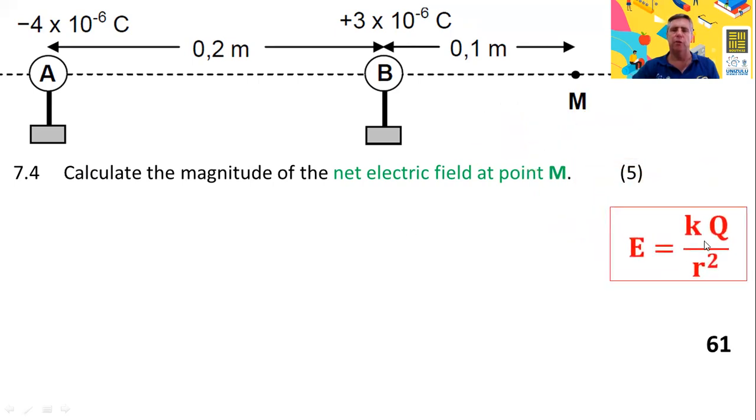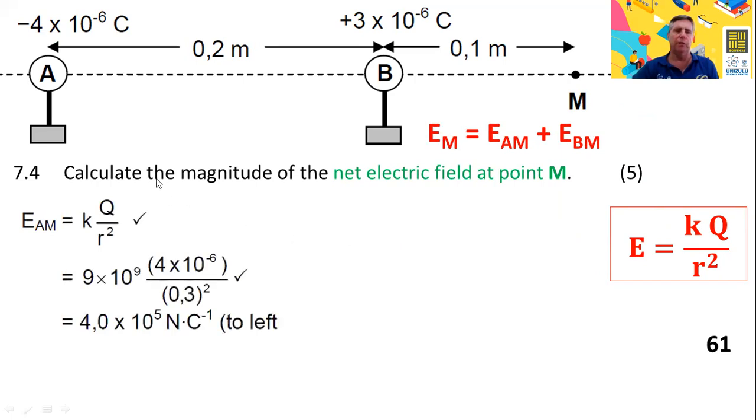This is our main equation, which we get from page 39. We're remembering the two components of the electric field, and we calculate each separately. The electric field at M due to A: KQ over R squared, substitute the values. Please remember the distance is 0.2 plus 0.1, which is 0.3, all squared. Very important. And we get a value of 4.0 times 10 to the 5 newtons per coulomb to the left, because this was a negative charge.